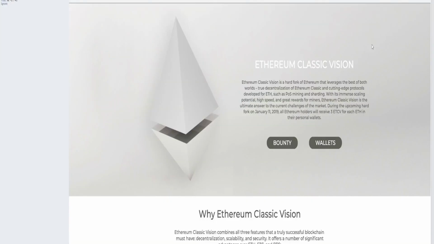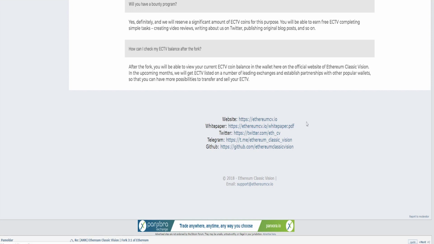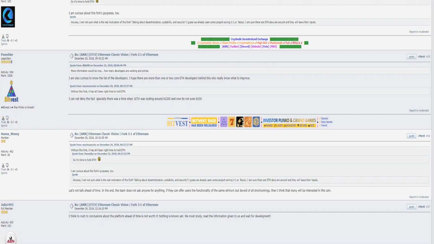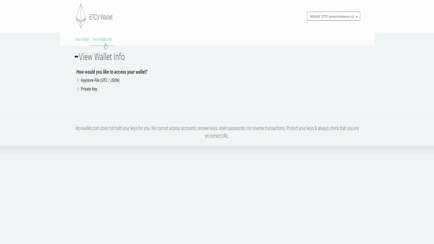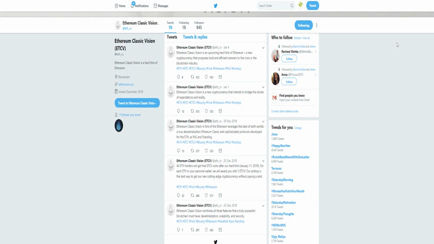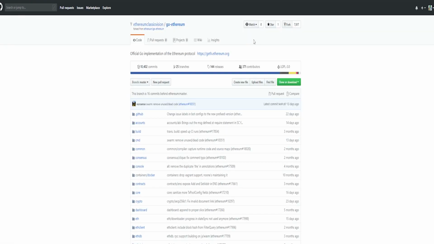Solving existing problems will take years, and the solutions themselves may lead to even more problems in the future. Ethereum Classic Vision is a new cryptocurrency that intends to bridge this gap between expectations and reality. Being a hard fork of Ethereum, the system will use the most advanced solutions offered for the world's second largest digital currency, while still maintaining the idea of decentralization.